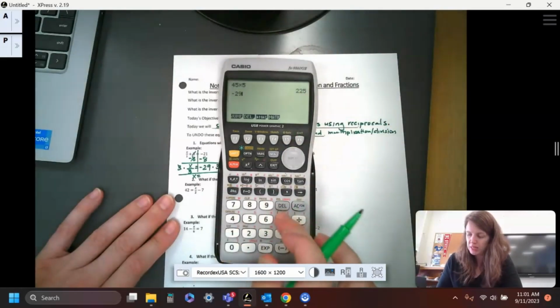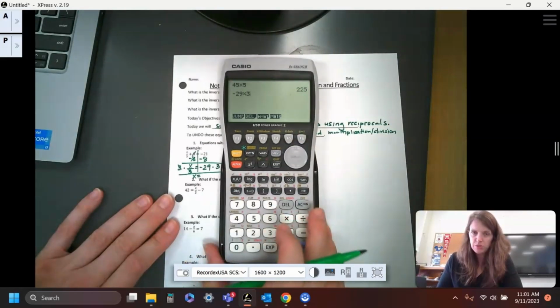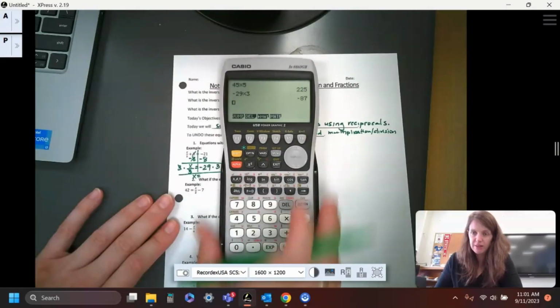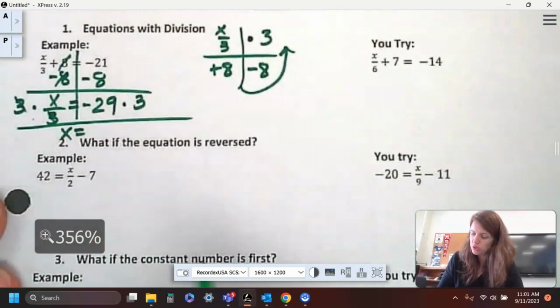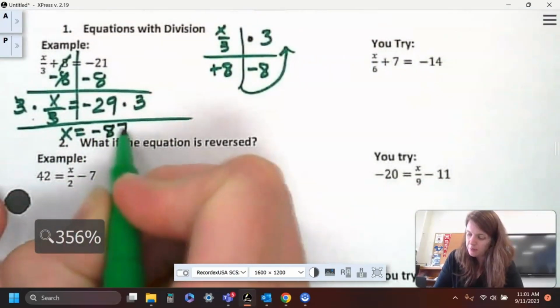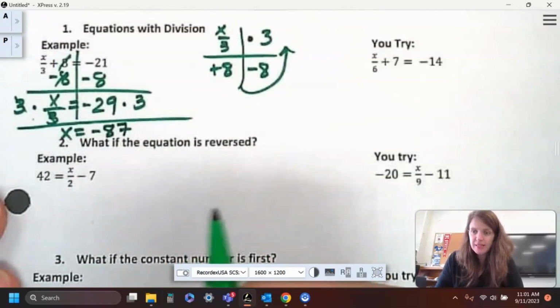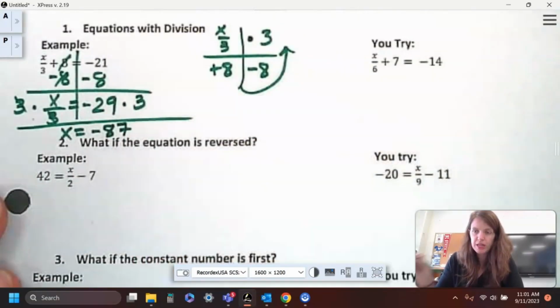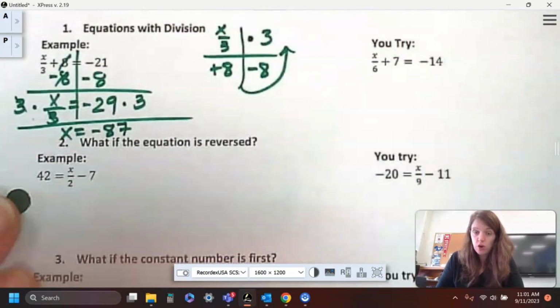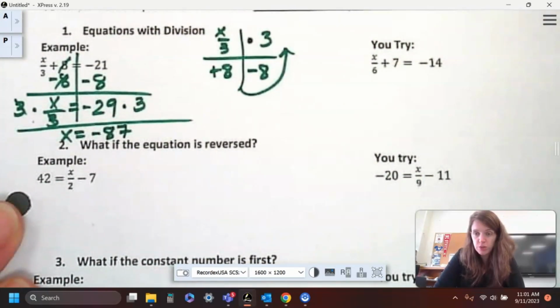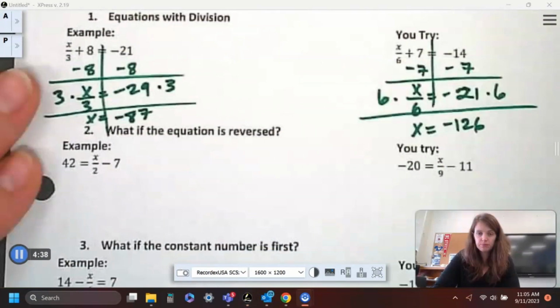So negative 29 times a positive 3 should give me a negative 87. So if you didn't get negative 87, it's probably because you used the minus button instead of the negative button. And when you're putting it in, the first thing you put in your calculator, it's important that you use that negative button, okay? The calculator thinks about those two things a little differently. All right, so I'm going to pause. You try the one next to it and then come back and check.